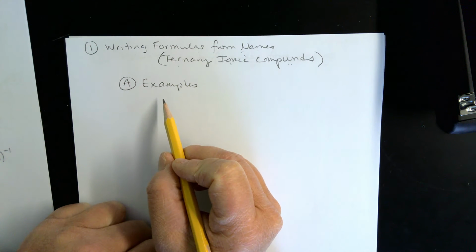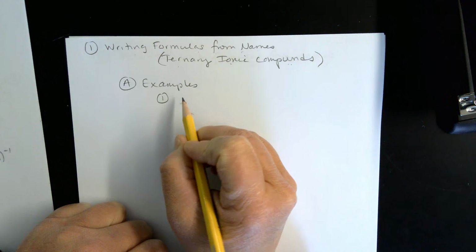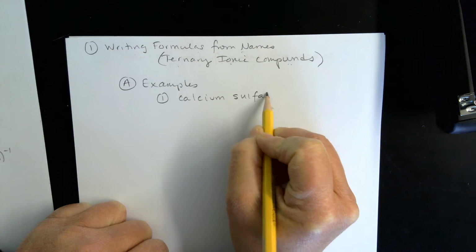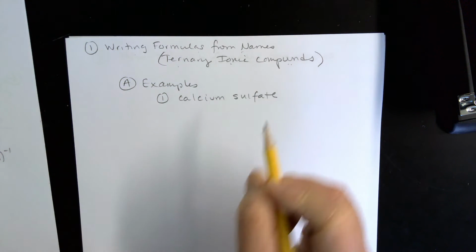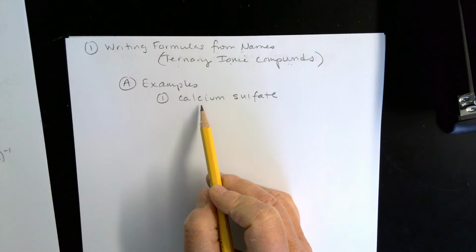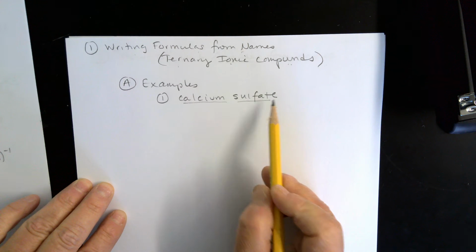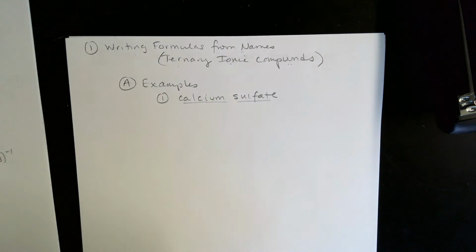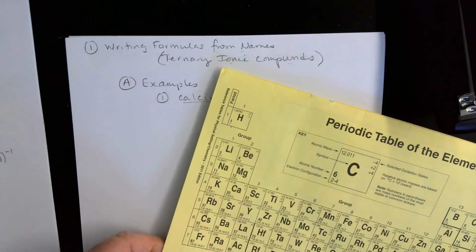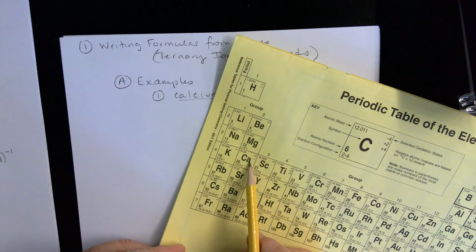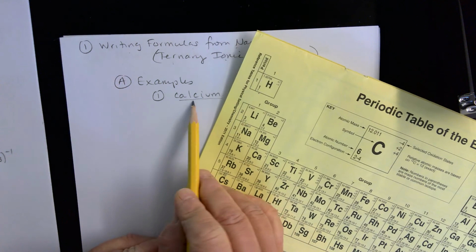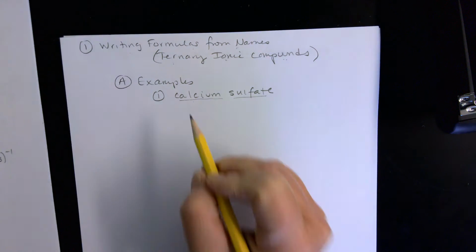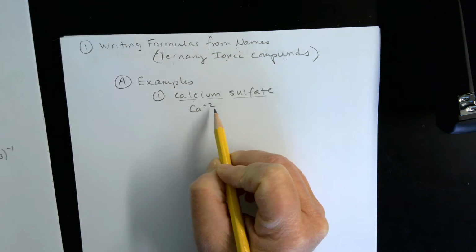Our first example is a compound known as calcium sulfate. To write the chemical formula from this name, we have to recognize that the 2 parts of the name give you information about the 2 ions that you'll need. So we start by looking up the charge of a calcium ion, because that's the first part of the name. Calcium is a +2 charge, so we write the symbol Ca +2.